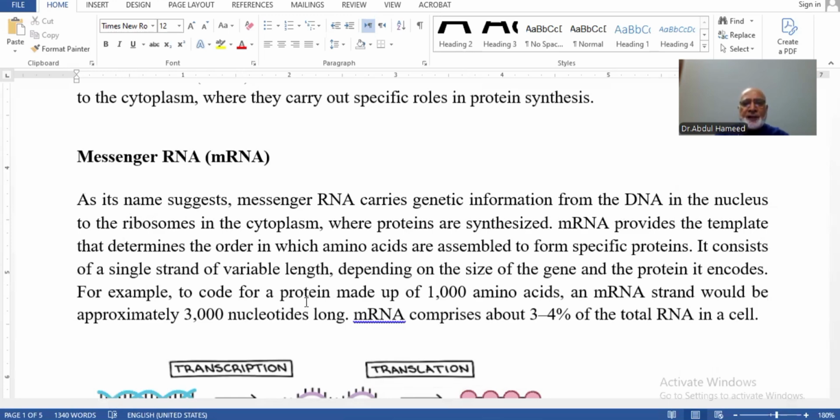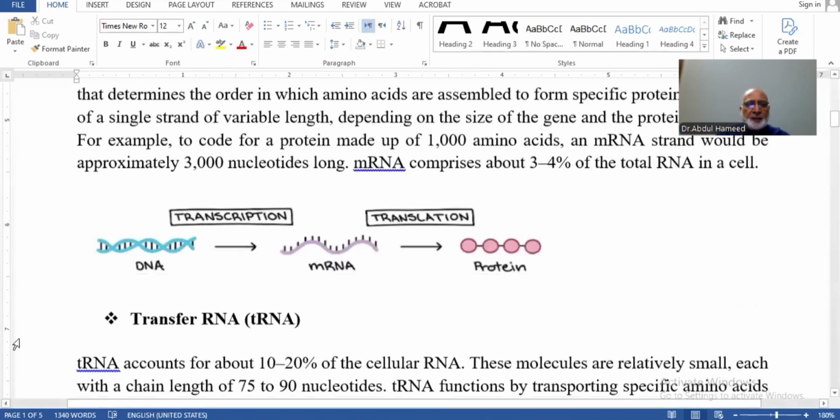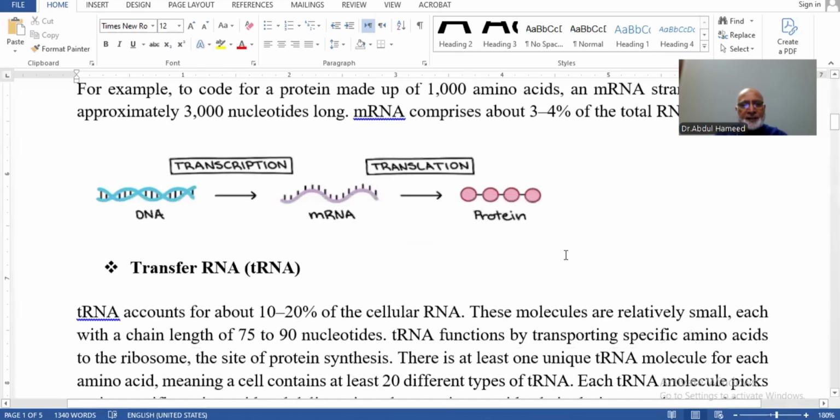If we consider the total presence of messenger RNA in a cell, it is almost 3 to 4% of the total RNA in the cell. Still, it's variable depending upon the metabolic ability and activity of the cell. So this is the general idea: DNA transcription, messenger RNA, and even the rest of the RNAs, transfer and ribosomal. This will be transcription, and then translation into proteins.